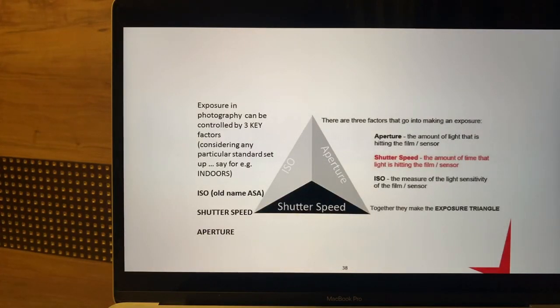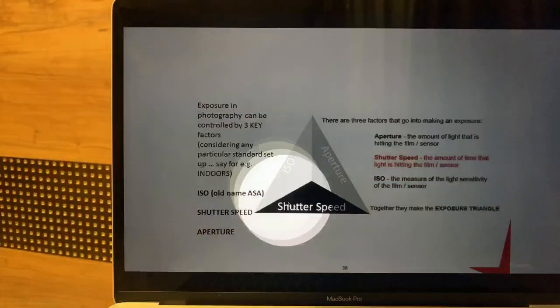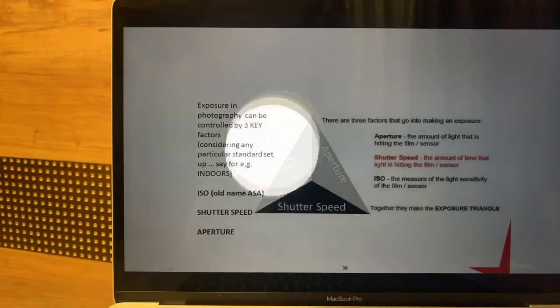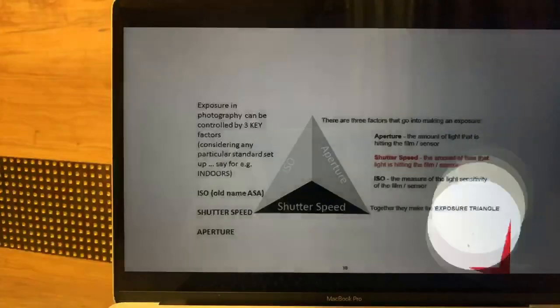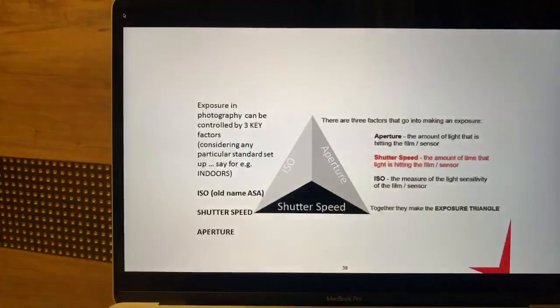Coming to settings, we all saw this. There's something called an exposure triangle or an exposure pyramid. Basically, this is something that controls the exposure of our images. The exposure means how light or dark our images are, and that is controlled by three settings, that is ISO, aperture, and shutter speed. If they are in balance, we'll get a perfectly exposed image.